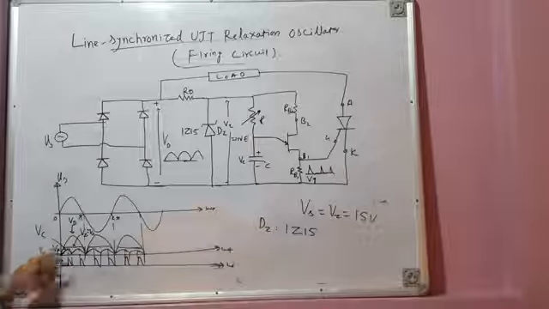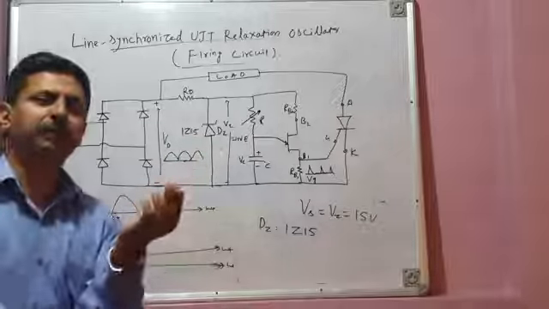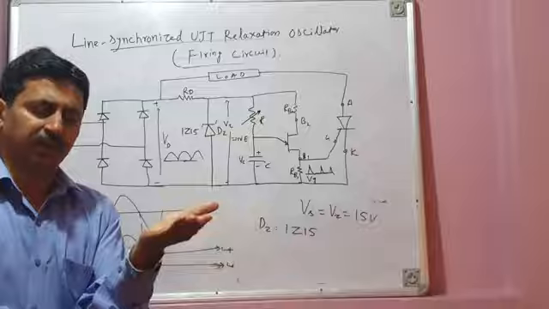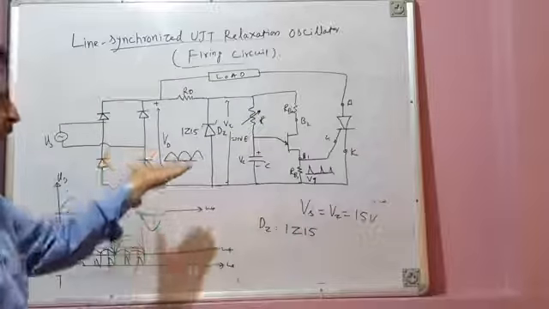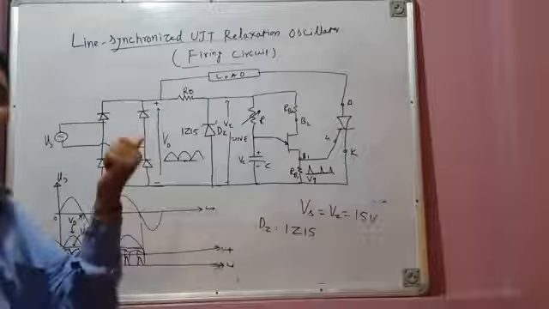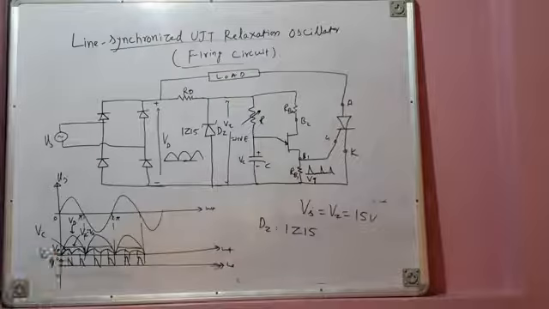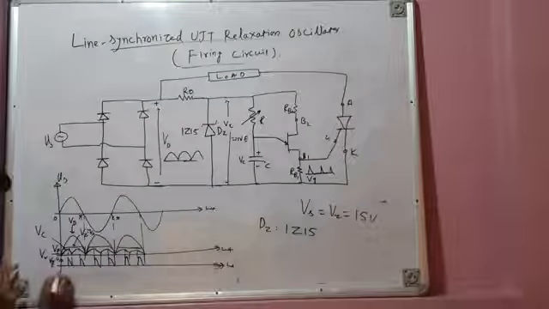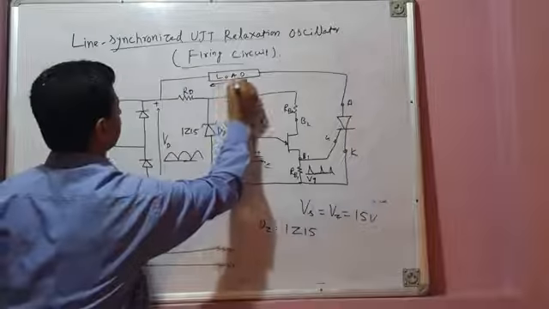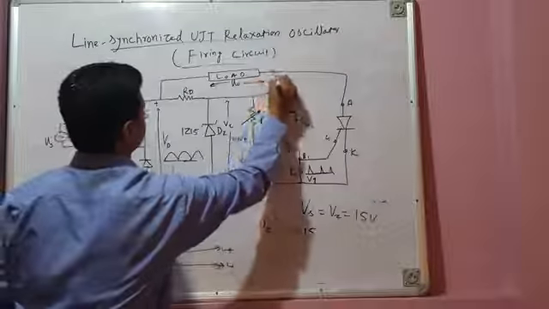Actually, we should have got only 1 firing pulse. 1 firing pulse in 1 half cycle is sufficient. But because of the nature of the circuit itself, you can get more than 1 firing pulse per half cycle. For example, here you get 2 firing pulses per half cycle. So what will be the load voltage? Let us call this voltage V0, load voltage, and load current is I0.